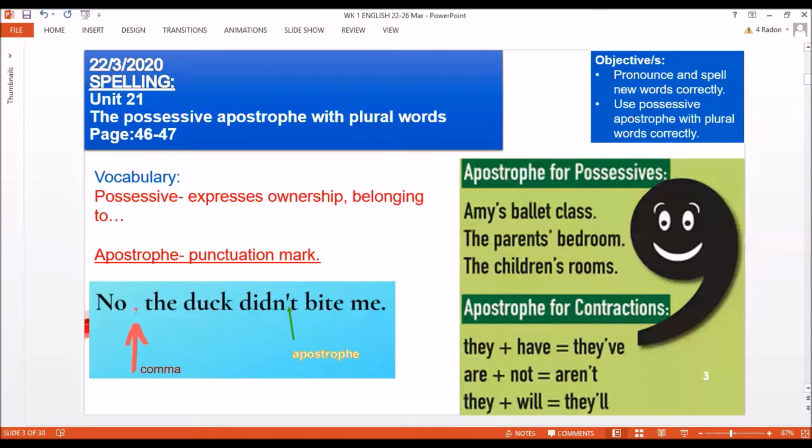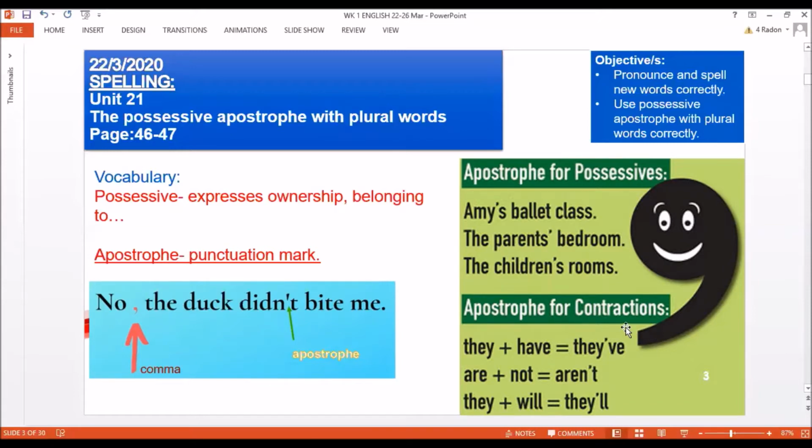Our second word is apostrophe. What is an apostrophe? Apostrophe is a punctuation mark. It is similar to a comma, but the comma is written down and an apostrophe is written up. Now, an apostrophe is used in two ways.